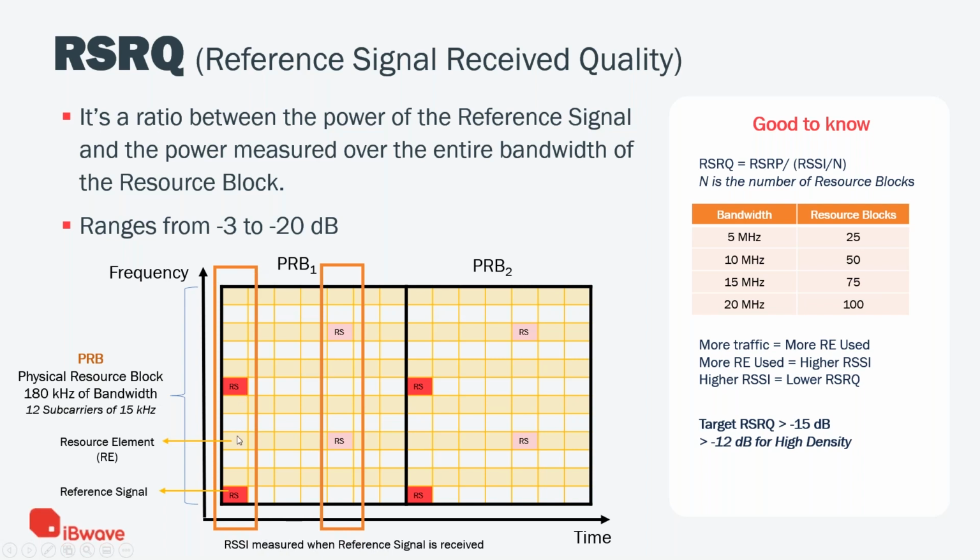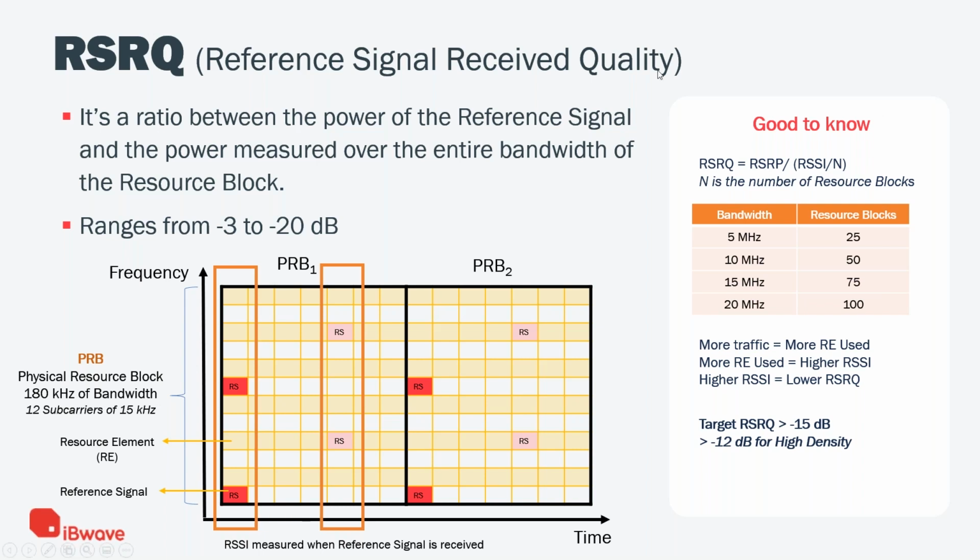So if I have only 2, like all the resource elements are free, nothing is transmitting in them, I should have a 3 dB delta. So my minimum RSRQ should be negative 3. That's the delta: RSRP divided by RSSI divided by the number of resource blocks. So the total RSSI of the entire channel divided by the number of resource blocks will give me the RSSI of only the channel width of one given resource block.